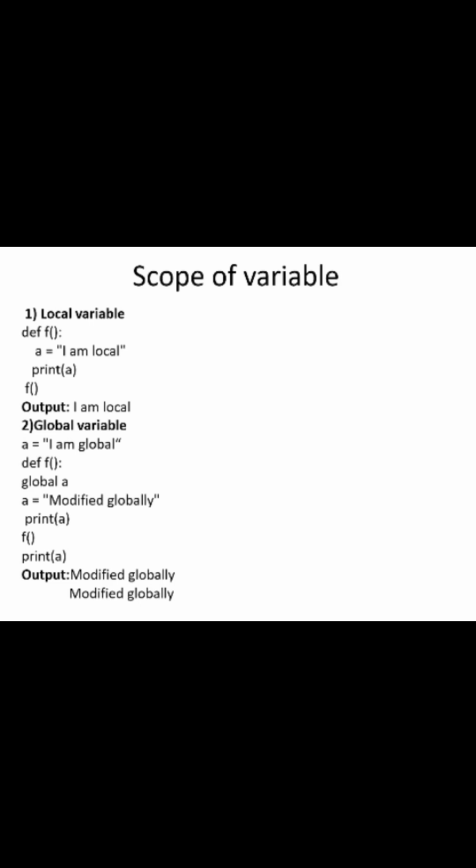The next one is a global variable. Variables defined outside any function are global and can be accessed inside a function using the global keyword. First, variable name a is assigned the value "I am global". Then define f, global a, a is equal to "modified globally", print a. Then f open close bracket, print a. Output of this program is modified globally.